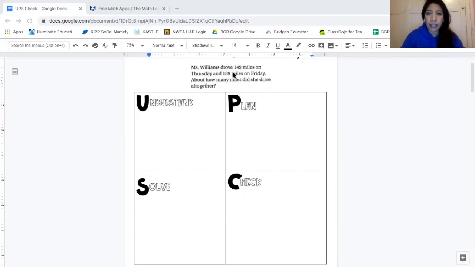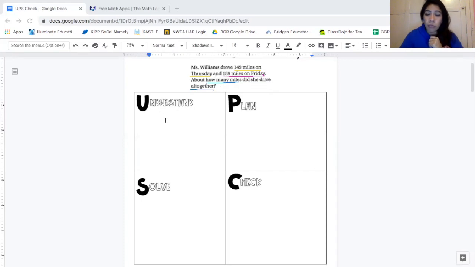So I'm going to go ahead and highlight important information. I know that 149 miles on Thursday is going to be important. And 159 miles on Friday, I'm also going to underline that because that's the other date that's given to me. So I think that will also be important. And then I'm also going to make sure that I know what the problem is asking me to solve for. It says, how many miles did she drive altogether? So how many miles altogether? That's what I'm solving for.